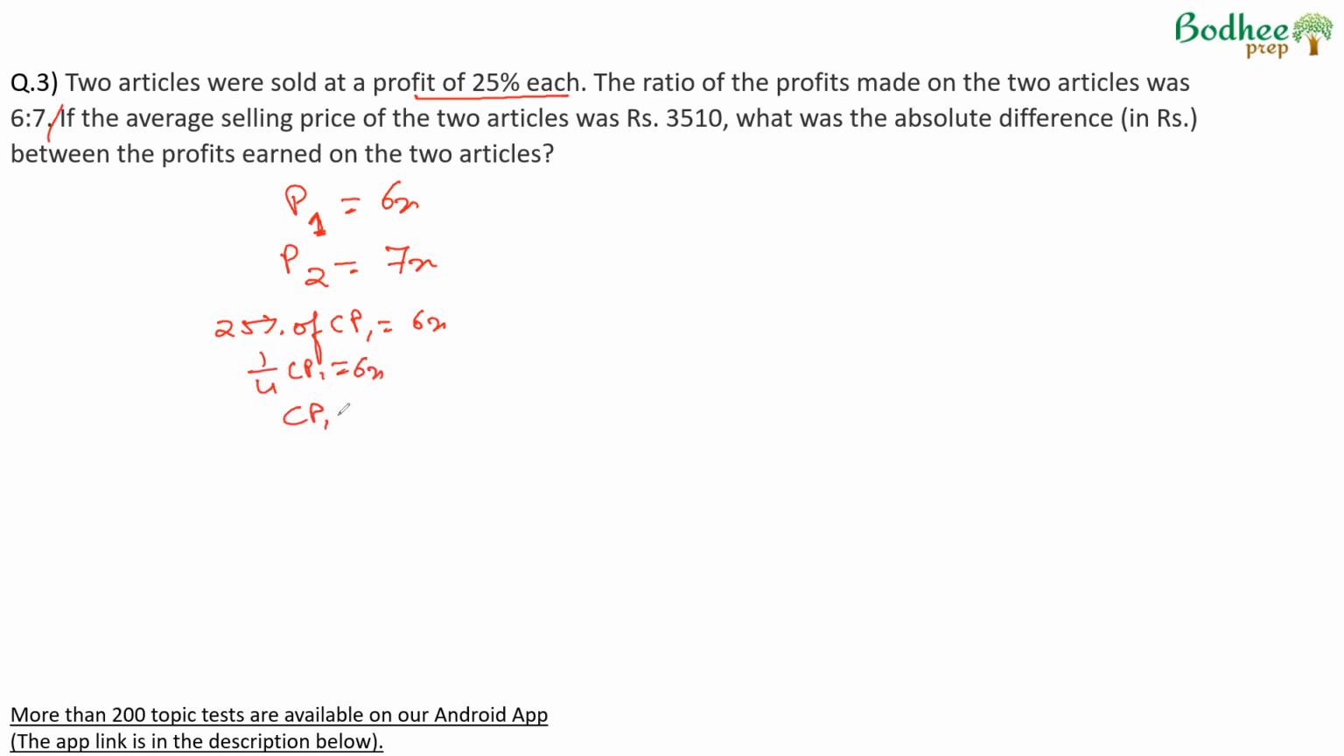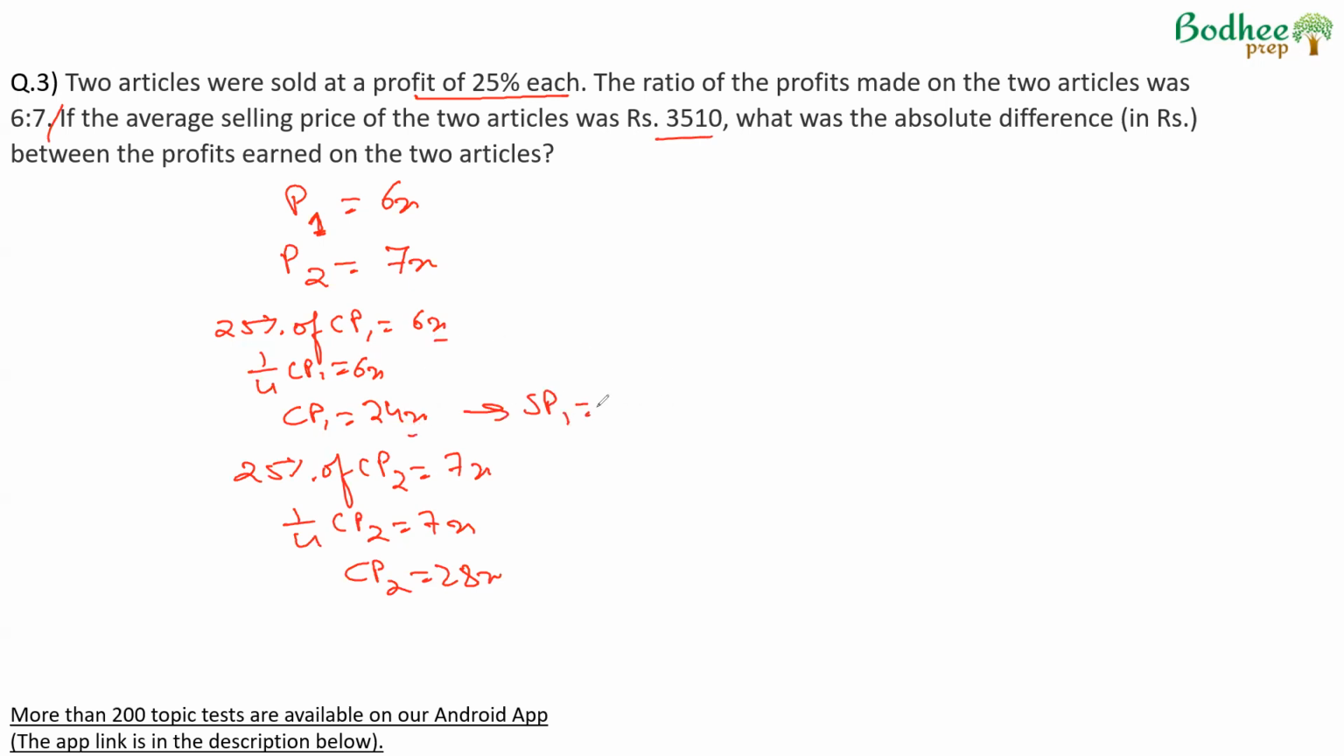So cost price of the first article is 6 fours, 24x. Similarly, 25% of CP2, cost price of second article, is 7x, or 1/4 of CP2 is 7x, which means cost price of the second article is 28x. If the average selling price of the two articles is 3510, in this case, selling price 1 will be cost price plus profit, 24 plus 6, 30x. Selling price 2 will be cost price plus profit, that is 35x.